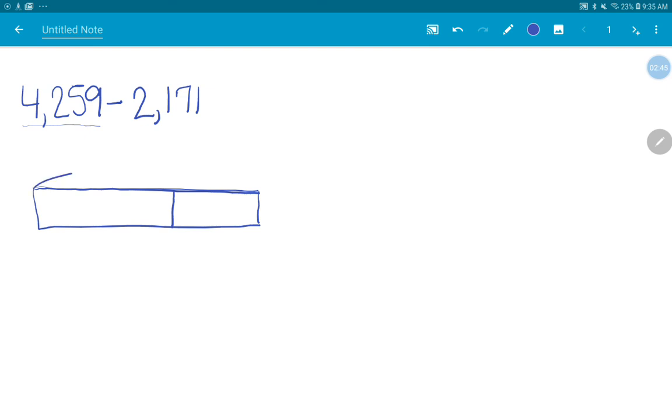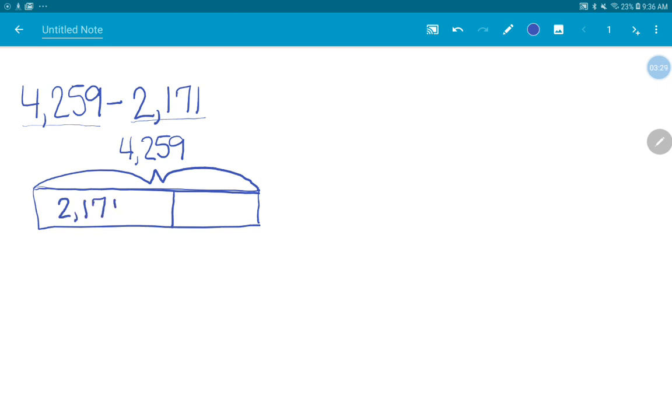So I'm going to show that this is the total by making one of those little fancy brackets and putting 4,259 up here. I know that's the whole amount that I have. So where would 2,171 go on our tape diagram? What does it represent, Christopher? It represents the part that you're taking. Yeah, it's one of the parts of the problem. It's what part I'm taking away from the whole.